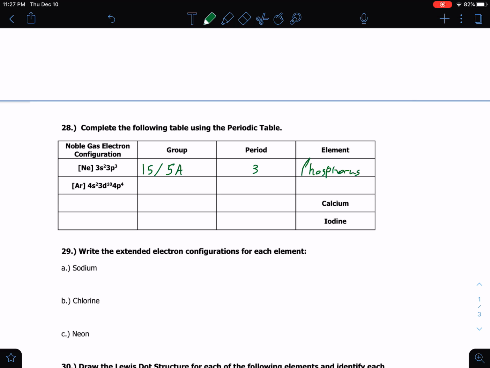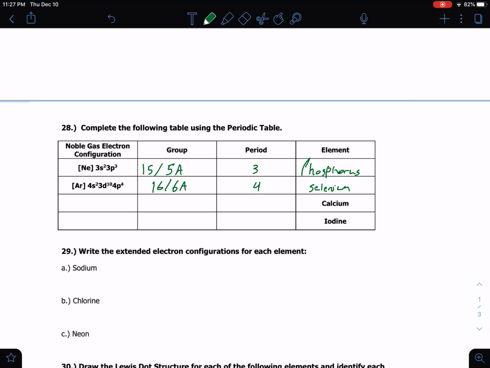Okay, so the next one, you're going to start at argon and then go down to the next level. So start at the left, you're going to go through 4s2, through the transition metals, so 3d10, and then you're going to land on 4p4, and that is going to be selenium. If we want to look at group number, you're going to look at the top of the column for selenium, and that's going to be 16/6A. And then if you look all the way to the left, your period number for selenium would be 4.